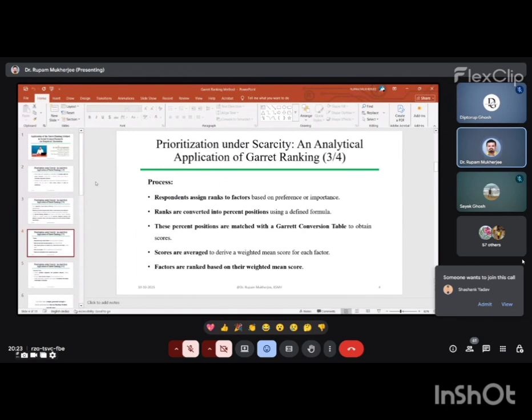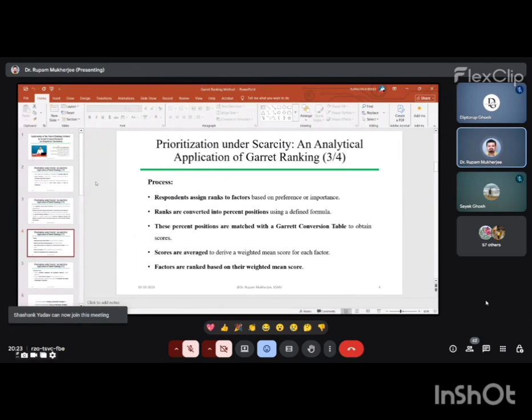Now, for doing this Garrett ranking method, we do it step by step. I will show you with a very simple example of a very powerful method. It actually takes 6, or 5, important steps. The first step is that we give certain factors to the respondents and ask them to rank which one is the most important, which one is the second most important. In this way, we ask each one to rank.